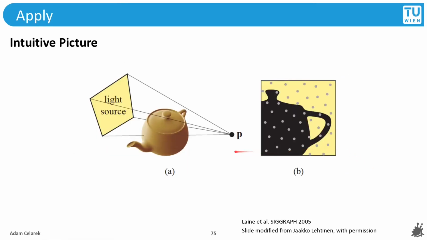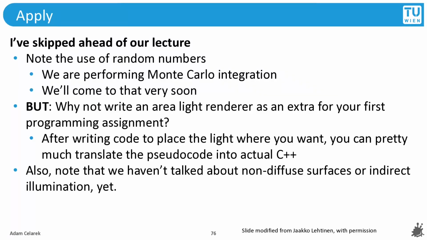This is an intuitive picture. P is one of the visible points. So it was cast from the camera and it landed here. If we now sample the light source, we can estimate the percentage of light that is coming through. Obviously, I've skipped ahead of our lecture. We will see much more of Monte Carlo in the next lesson. However, you can try to implement something simple like this just as an experiment. You can pretty much translate the pseudocode that I've shown just before into actual C++.